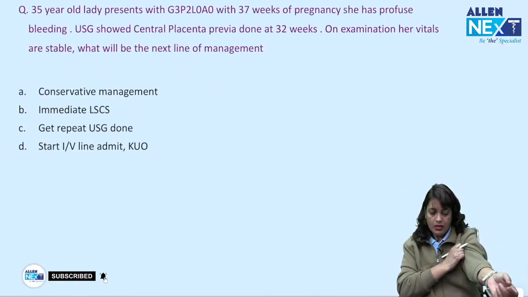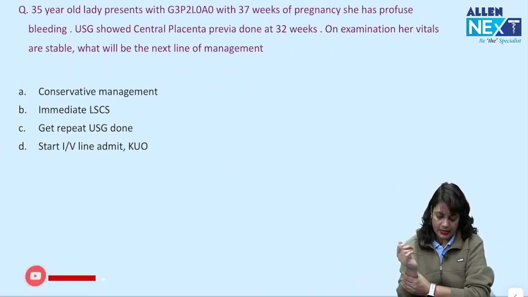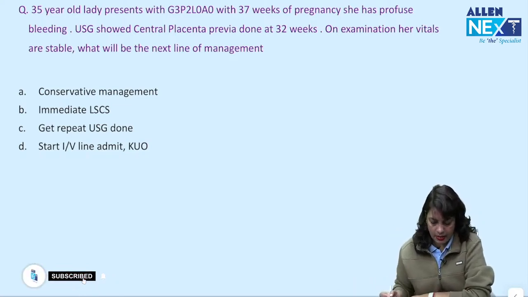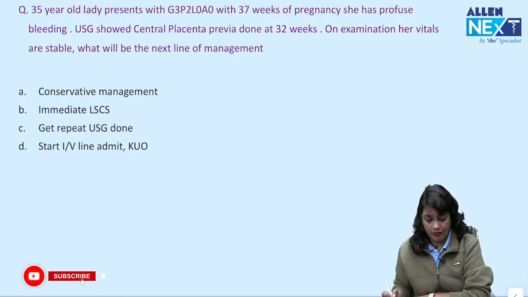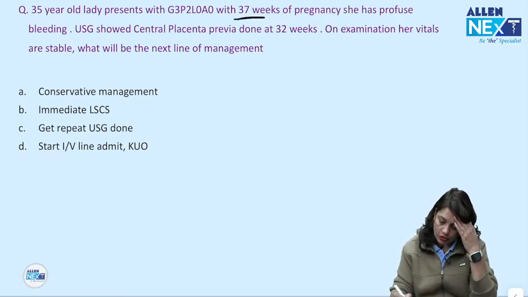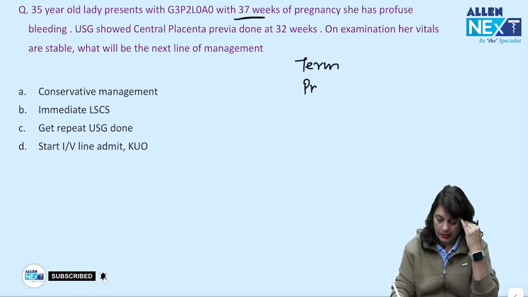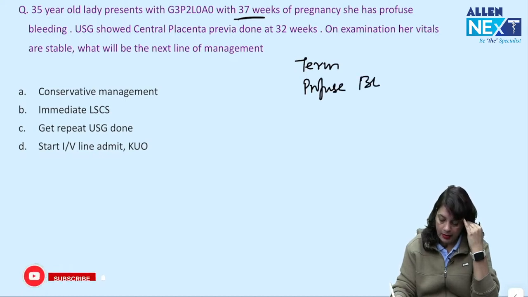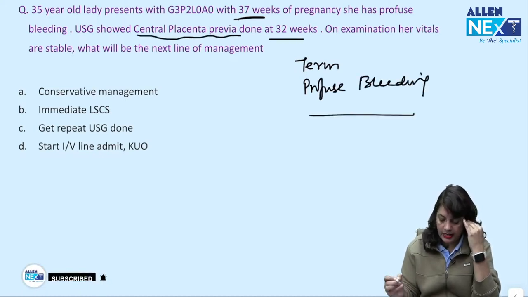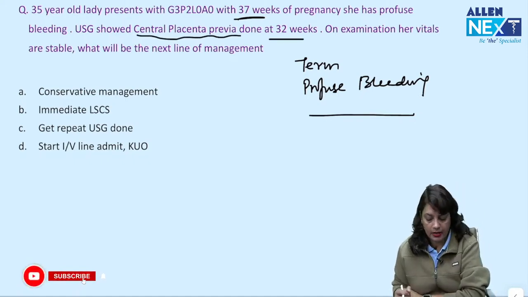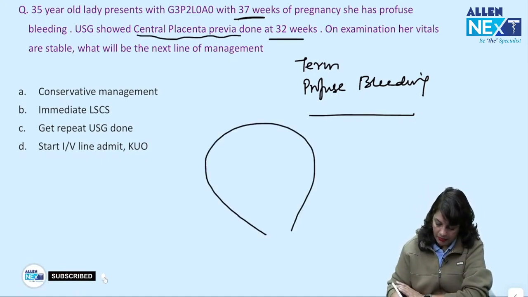Next, a 35-year-old lady presented with G3P2L0A0, that is, this is a bad obstetric history, 2 deliveries and no live issue. 37 weeks of pregnancy, she has profuse bleeding. So pregnancy is already term, okay, and this is profuse bleeding. And there is central placenta previa at 32 weeks, that is a third trimester ultrasound showing central placenta previa.